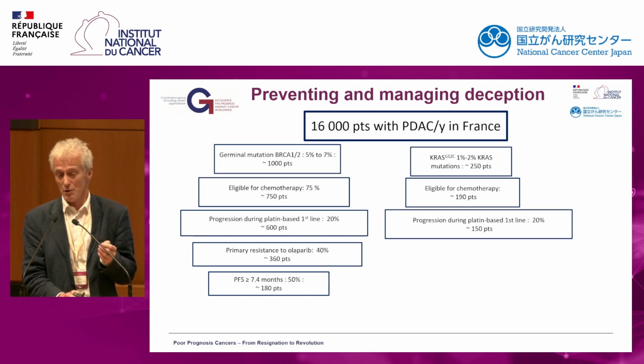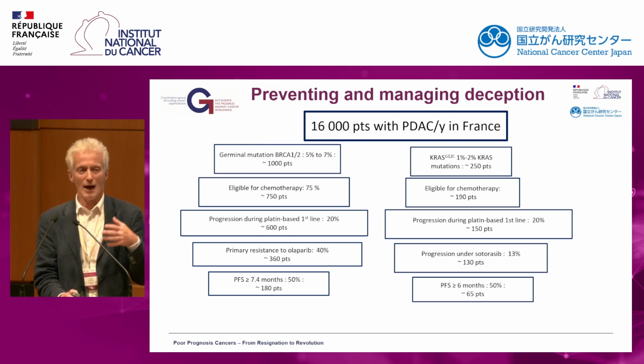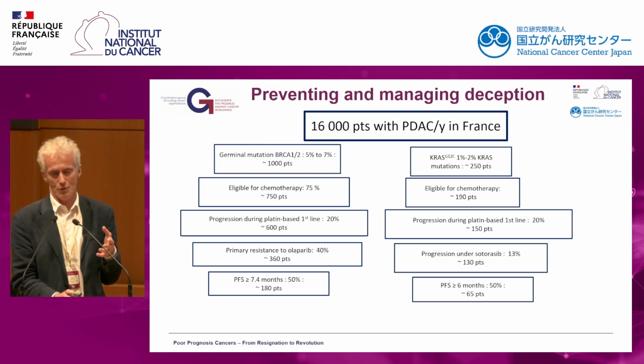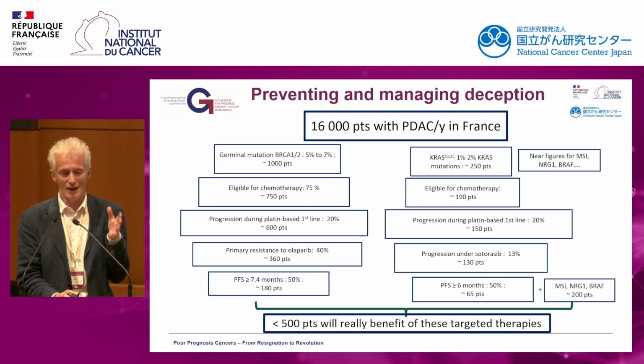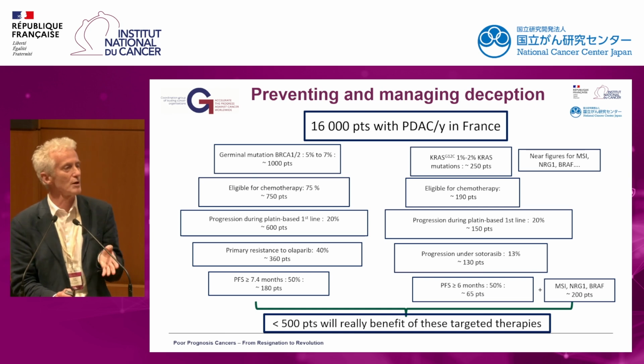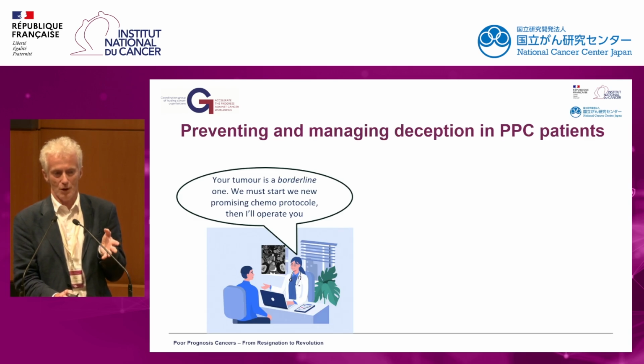And with KRAS G12C mutation, you have only 250 patients in France every year, theoretically. They are not all eligible for chemo. Some progress during chemo, and some progress at the very beginning of the targeted therapy. And finally, the same for other rare mutations. In my opinion, fewer than 500 patients really benefit from targeted therapy. So it's good to try targeted therapy, but it's better to find other solutions.